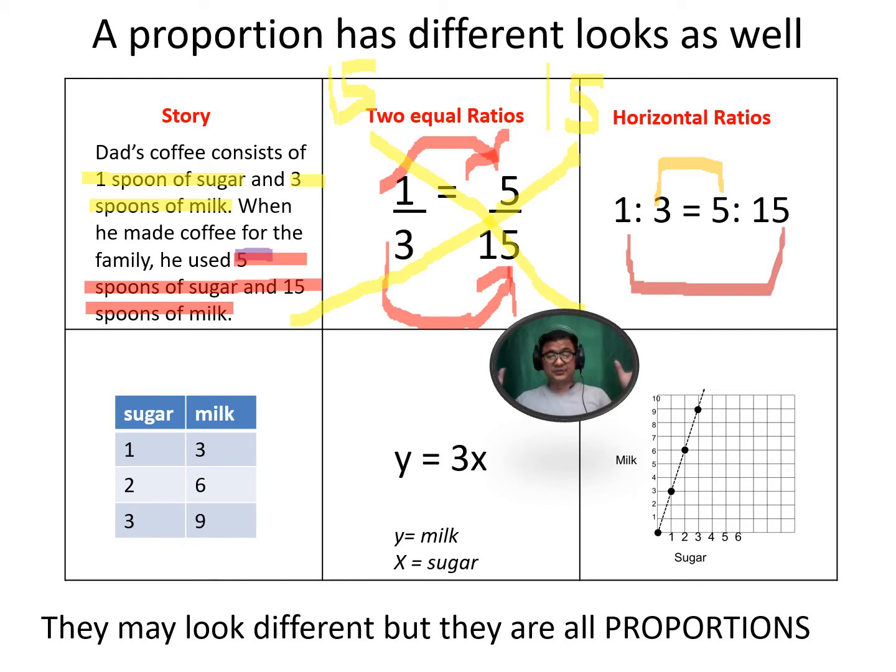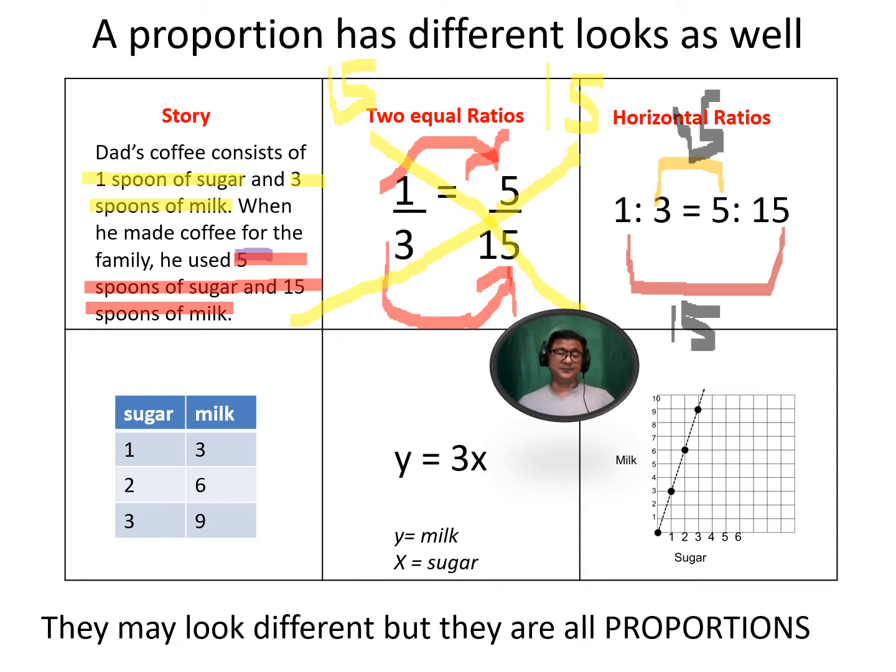Means, extremes. Check this out. If you multiply the means, you will get 15. Yes. If you multiply the extremes, 1 times 15, you also get 15. So remember, the product of the means is equal to the product of the extremes. It is a proportion again.